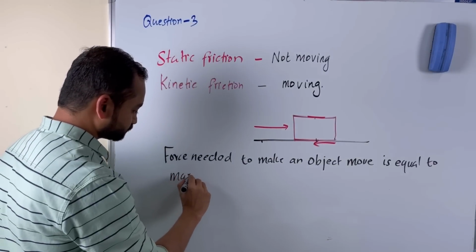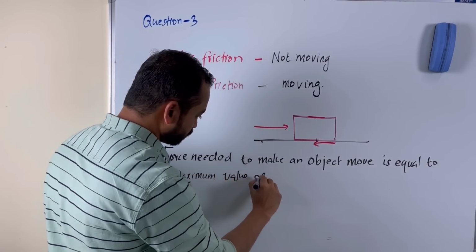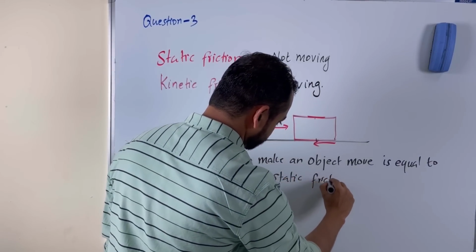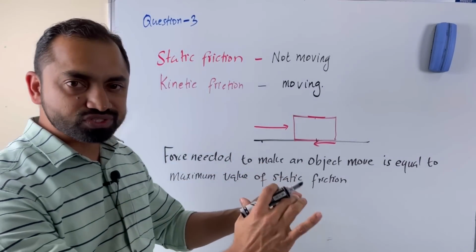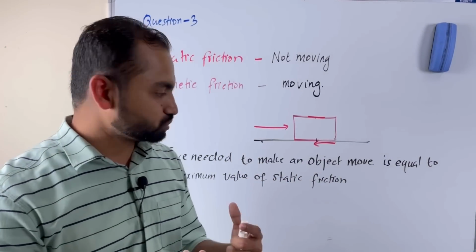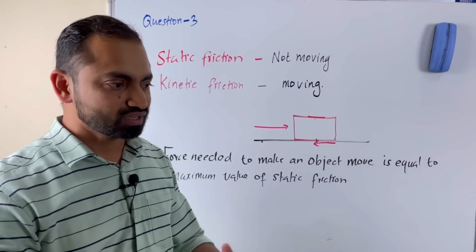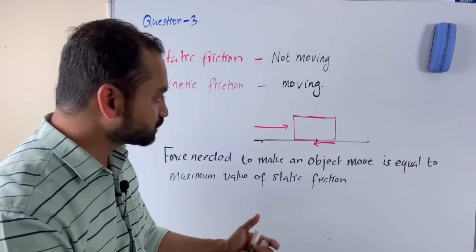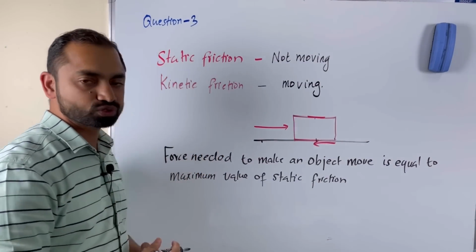Maximum value of static friction. When the applied force is equal to the static friction, equal to the maximum value of the static friction, the object starts moving. And if the applied force is less than the maximum value of static friction, the object will not move.